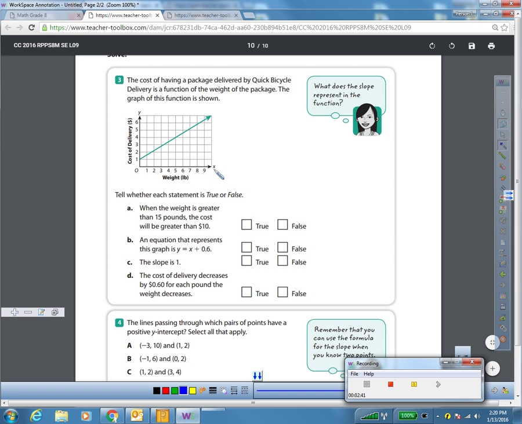I have my weight here, and 15 pounds, I'm going to come back to that one because 15 pounds I know is going to be over here. And yeah, it looks like that trend's going to continue, but let's see what we would have for maybe our slope and y-intercept. So an equation that represents the graph would be that. Well, we've got to now look at our slope and y-intercept.